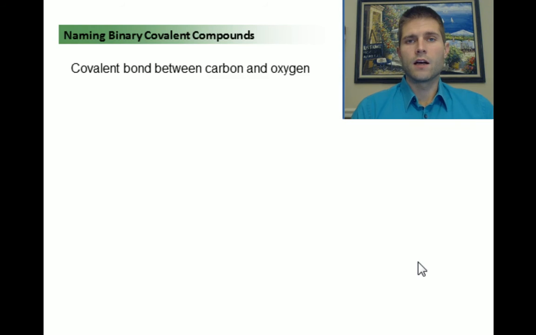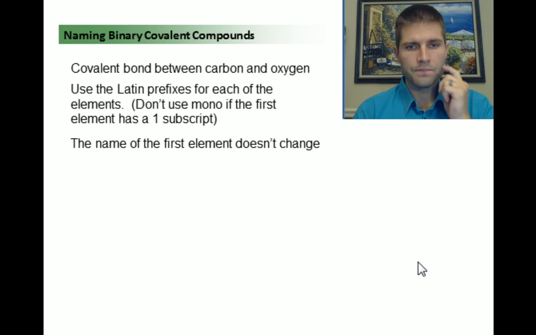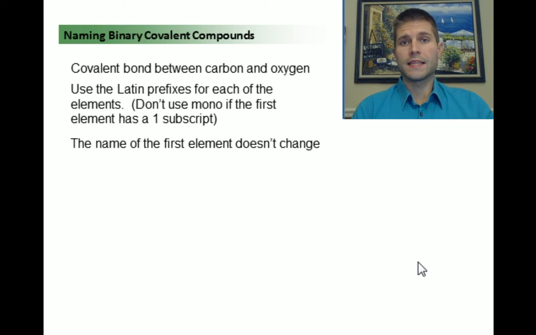So let's see a covalently bonded system between carbon and oxygen. Not that carbon monoxide that was on the previous one, but the other famous carbon and oxygen system. So we're going to use those Latin prefixes, and we're going to denote exactly how many elements are present from their subscripts using those Latin prefixes. So here, the name of the first element doesn't change. Just like the cation doesn't change, you don't change the name on the first element written in the covalently bonded systems as well.